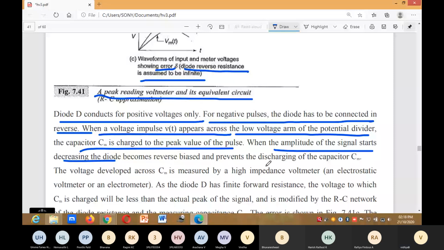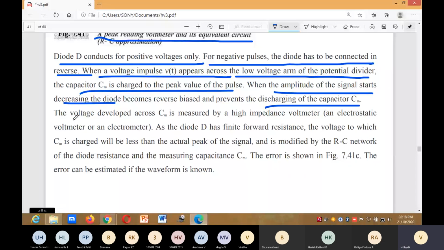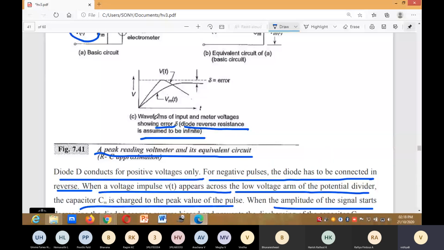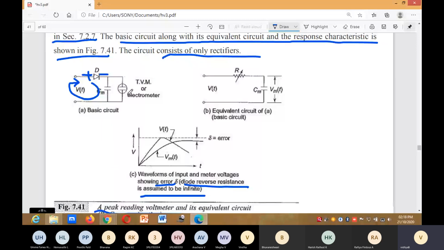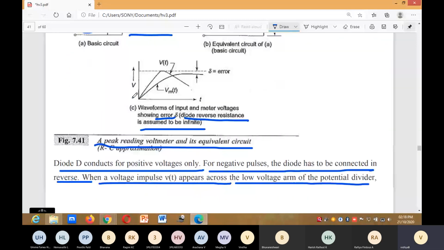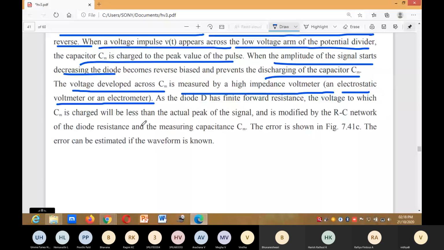The voltage developed across Cm is measured by a high impedance voltmeter, that is an electrostatic voltmeter or electrometer. You can observe here across Cm there is an EVM or electrometer. It is for measuring the voltage. The voltage developed across Cm is measured by a high impedance voltmeter, an electrostatic voltmeter or electrometer.